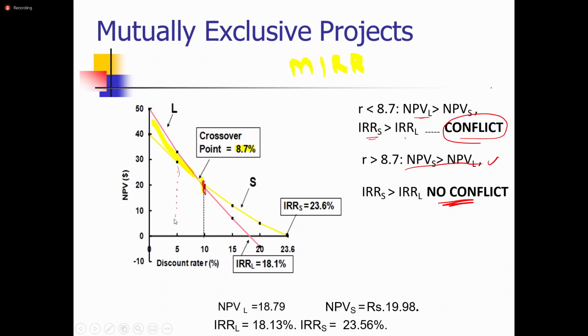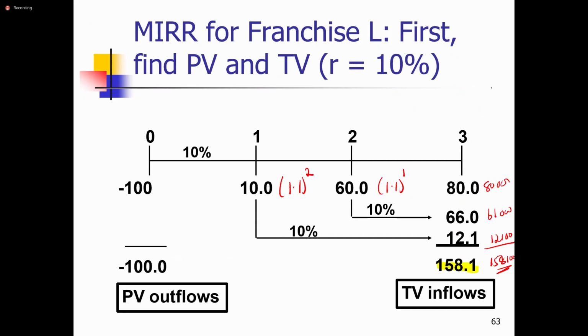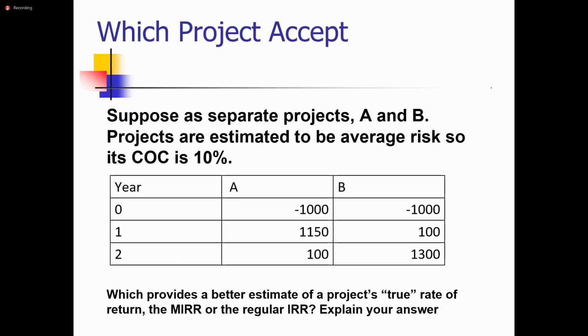But when you calculate the modified internal rate of return here, you will see that the MIRR of L is greater than the MIRR of S. So then there is no conflict, and here you can apply the modified internal rate of return. So that's what I emphasize here. Now in this example, we can even go to Excel and simply calculate it.